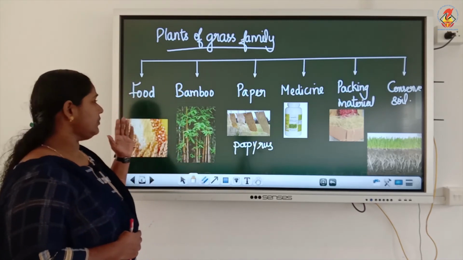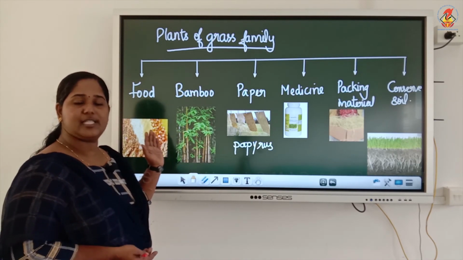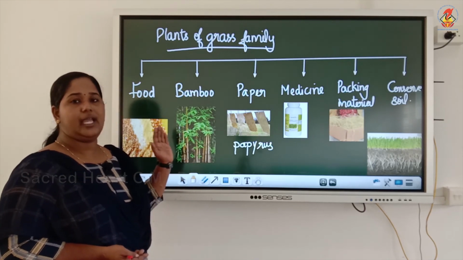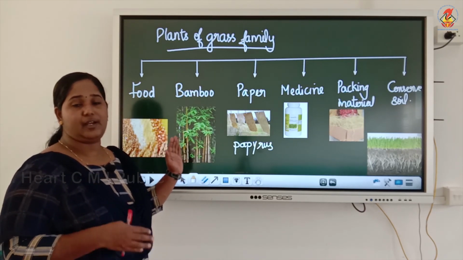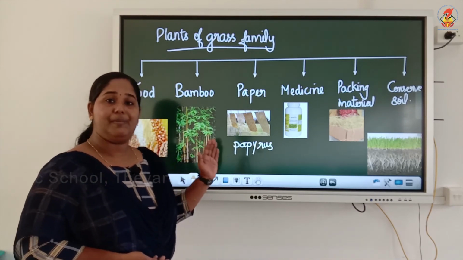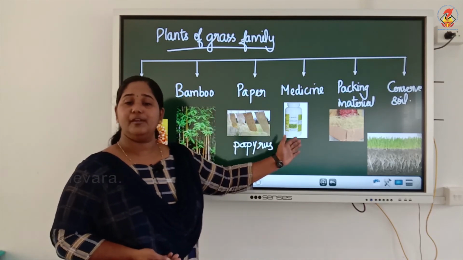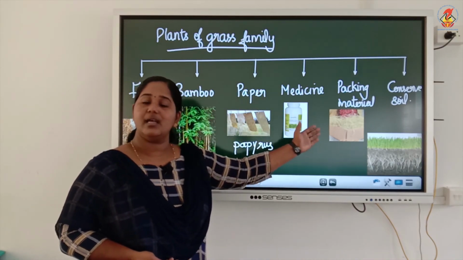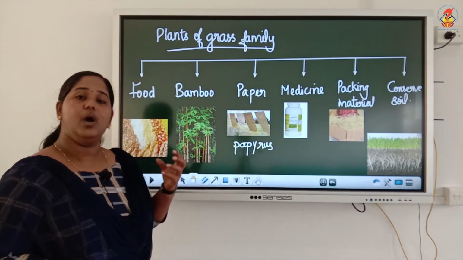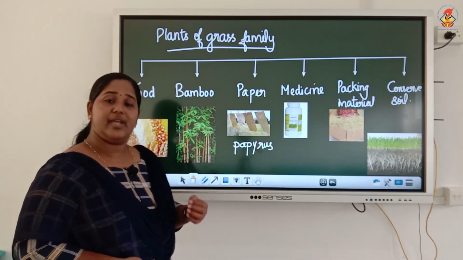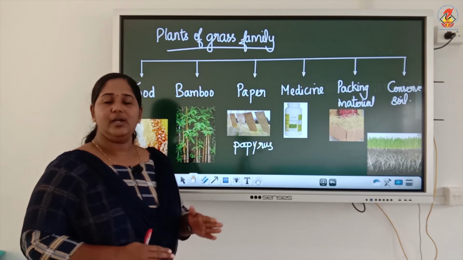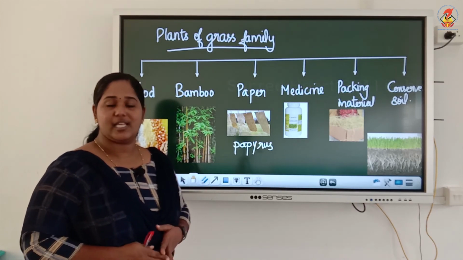First one is it provides food: cereal plants belonging to grass family provide food for humans. Bamboo is known as a giant grass. It is of high nutritional value and of several other uses. Paper was first made in Egypt from a grass called papyrus. Medicines are made from grass. Dry grass is used as a packing material, and roots of plants of grass family hold the soil tightly, thus preventing soil from erosion. So today we learned about aquatic plants and plants of grass family.